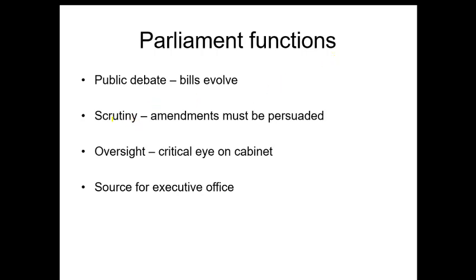The Parliament also provides scrutiny over the amendments that are proposed, because there has to be some amount of persuasion to put these amendments in, and that's where the opposition party can help persuade whether or not they get in or how they're shaped. Much like Congress in the United States, the Parliament has an oversight function. The entire body can certainly keep a critical eye on the cabinet. And again, the Parliament provides the source for the executive offices, because it all kind of comes out of the same system.